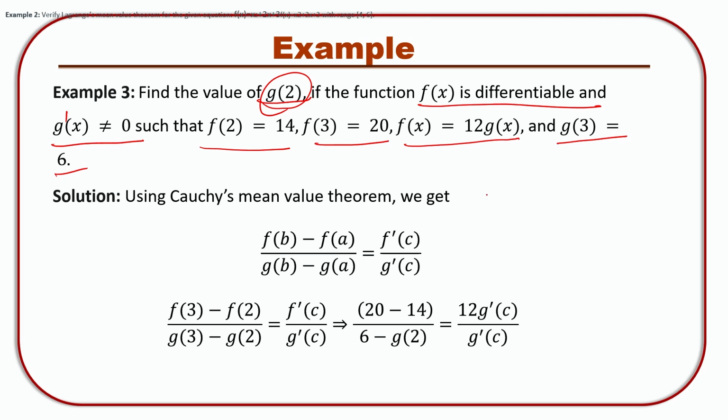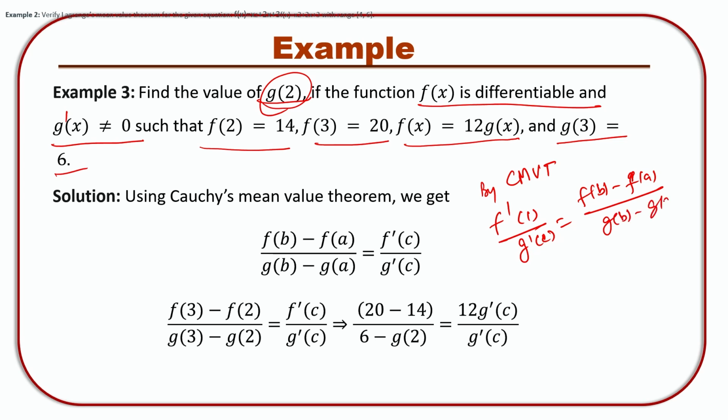So by using the Cauchy mean value theorem, we knew that f dash of c divided by g dash of c is equal to f of b minus f of a divided by g of b minus g of a, right? So firstly, we have to put all those values on the right hand side. What will be the f of b? f of b is given here as 3.